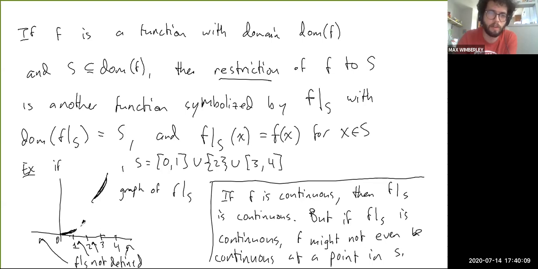But if it came by restricting, instead of the function f of x equals x squared, what if the original function was defined with 0 in these intervals, right?